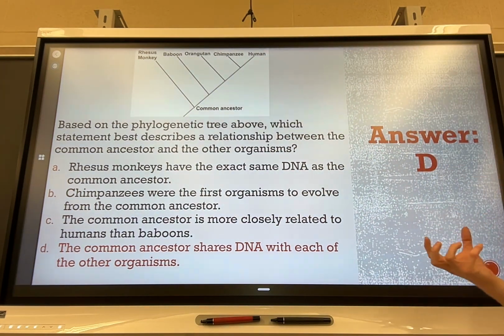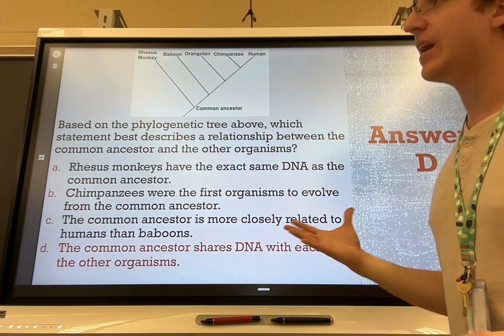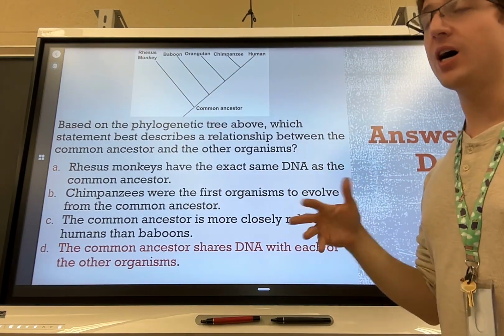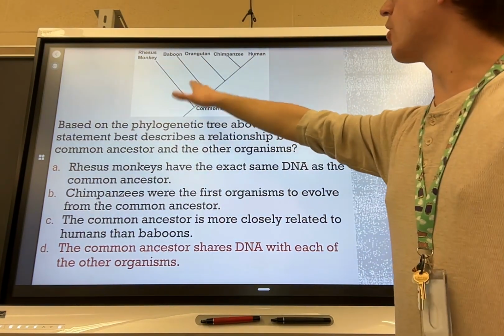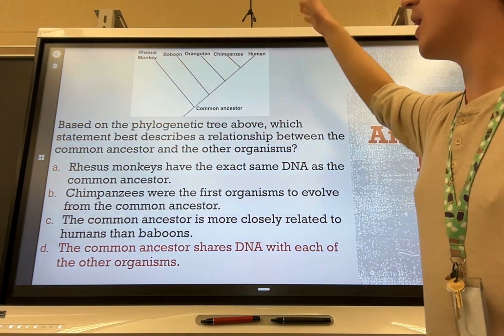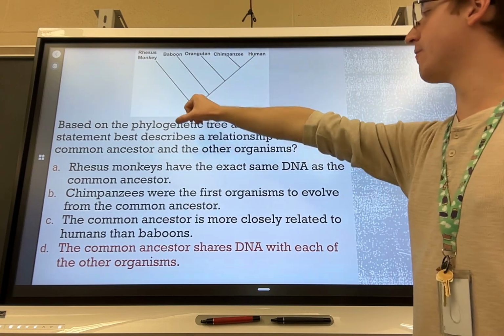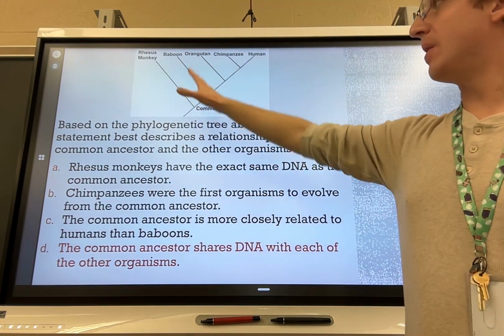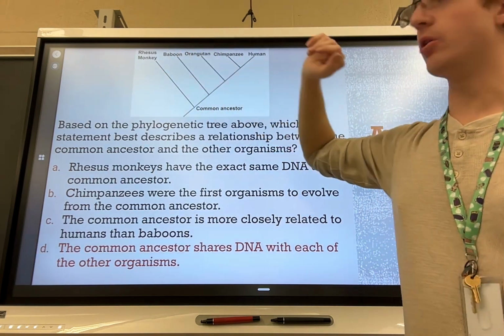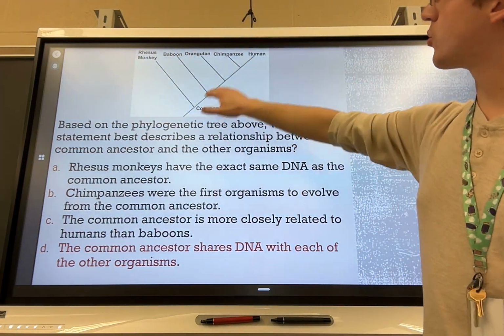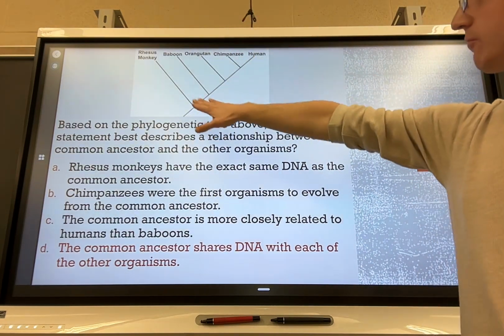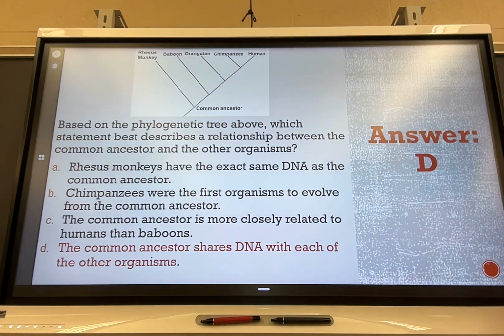So that DNA, the changes in the sequence, the mutations that cause the change in sequence, are going to be apparent as you move up. So this rhesus monkey may have very similar DNA to the common ancestor, maybe not perfectly similar, because the traits have to be carried up, but this human will have much different DNA from the common ancestor because it's coming from a different point.